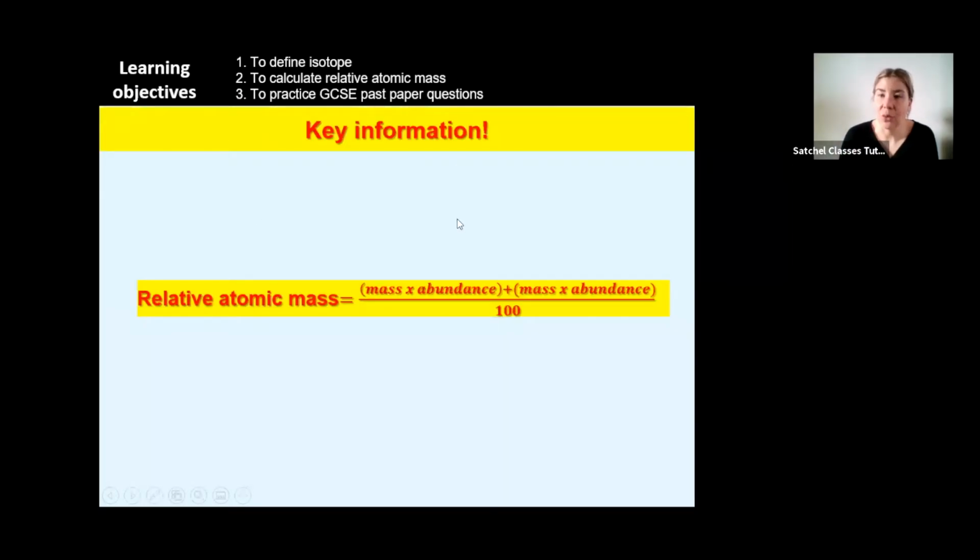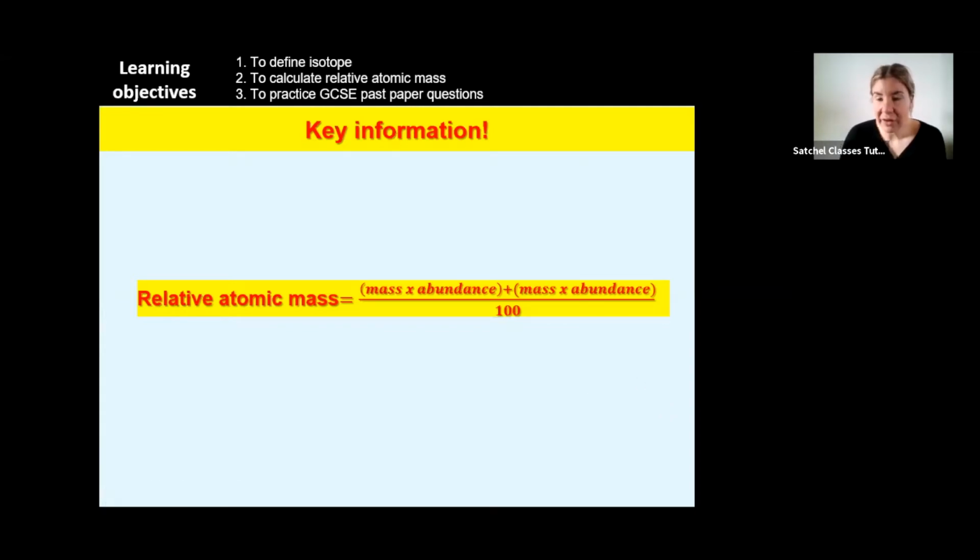This is how we calculate it. The relative atomic mass equals mass multiplied by abundance, so mass times abundance in brackets, plus mass times abundance in brackets, plus mass times abundance in brackets. Make sure you put the brackets because it's really important when we get our calculators out and do some of those calculations. All of that divided by 100.